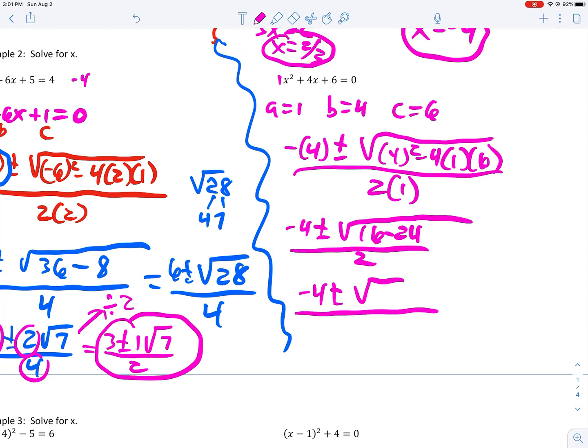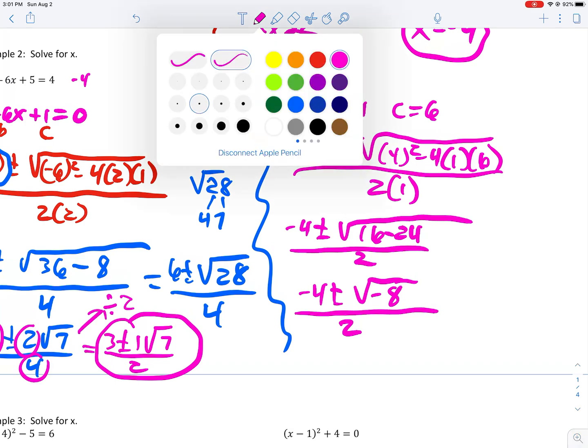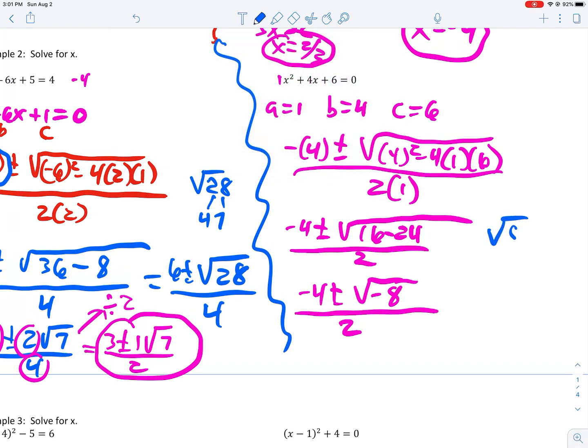Negative 4 plus or minus the square root. So 16 minus 24 is going to give me a negative. So as soon as I see negative, I know I'm going to get imaginary solutions. So 16 minus 24 is negative 8. So I don't get to say no real solution. There are solutions. They're imaginary. So we're going to simplify the 8.